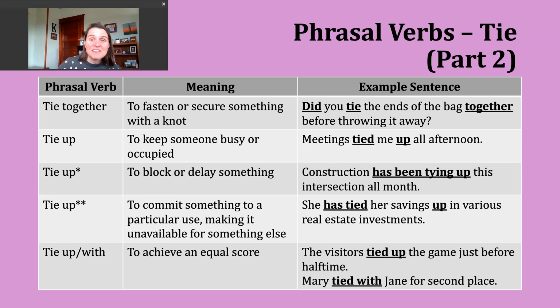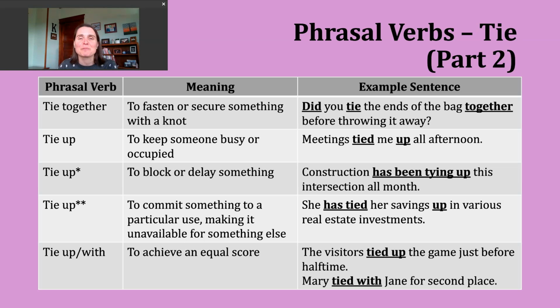A third way to use tie up can mean to commit something to a particular use, which means it's not available to use on something else. An example of this: She has tied her savings up in various real estate investments. This is an example of the present perfect. So in this sentence, it means someone has put money they have saved, they have invested it in real estate. So they're not able to use it to buy something or maybe invest in stocks or bonds or really do anything, right? The money is being used in this one particular way.